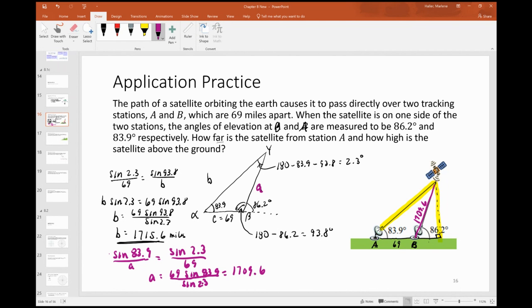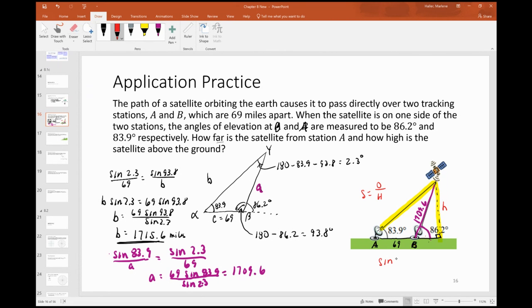Now I know the length of the hypotenuse in this little right triangle. I know the measure of this angle here. It's 86.2. What I'm looking for is the height up over here. Let's switch to red. We'll call that H. To find H, I can just use the definition of the sine from SOHCAHTOA, because the sine is equal to the opposite over the hypotenuse. And for this angle that I know, it's equal to H over 1709.6.